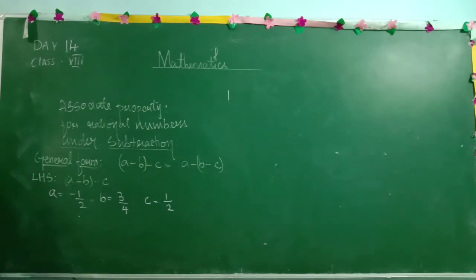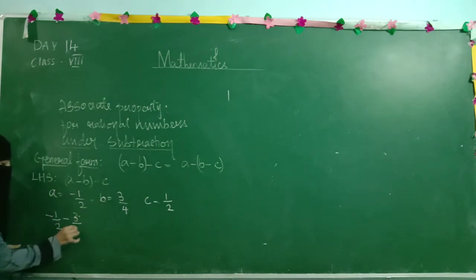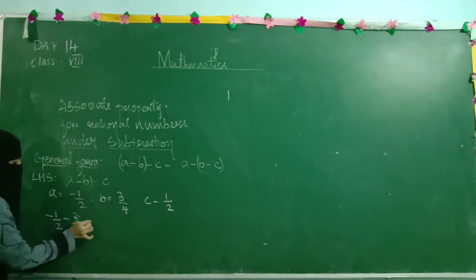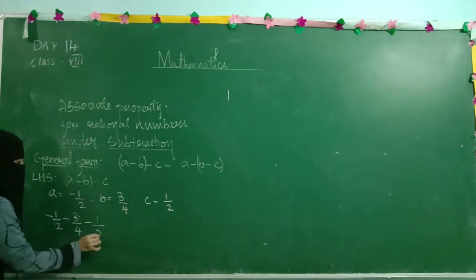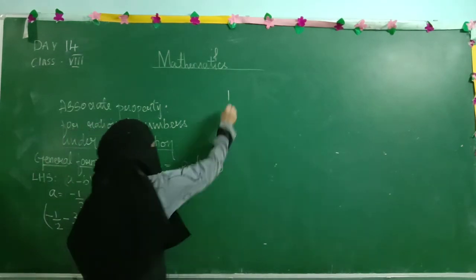Fine. Let's start. In the given condition we need to substitute minus 1 over 2, and here also we have a minus sign, then 3 over 4, and minus again, then 1 over 2. So what to do? Yes, very good. We need to give brackets to them, and first we give priority to the bracket terms. According to the BODMAS rule, we are going to solve minus 1 by 2 minus 3 by 4 first.